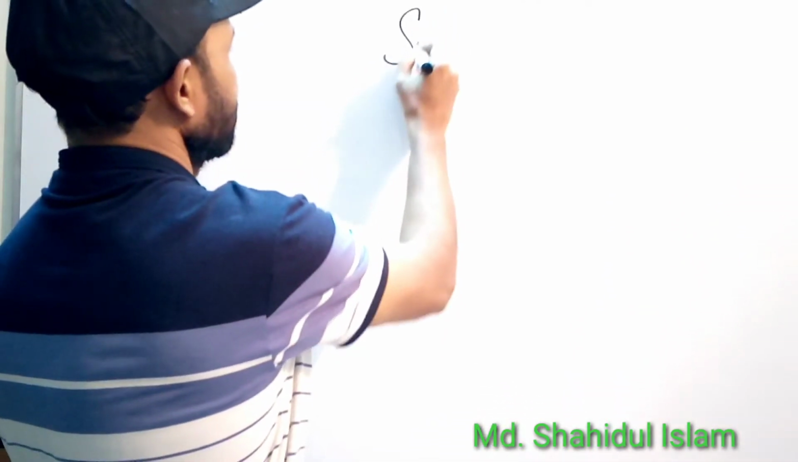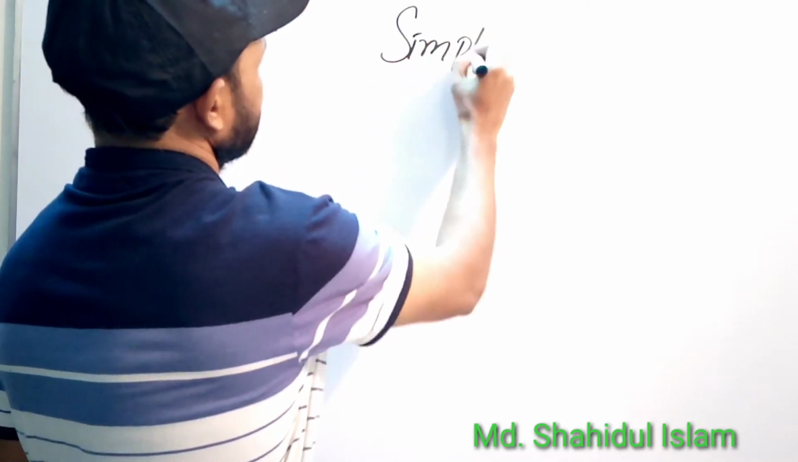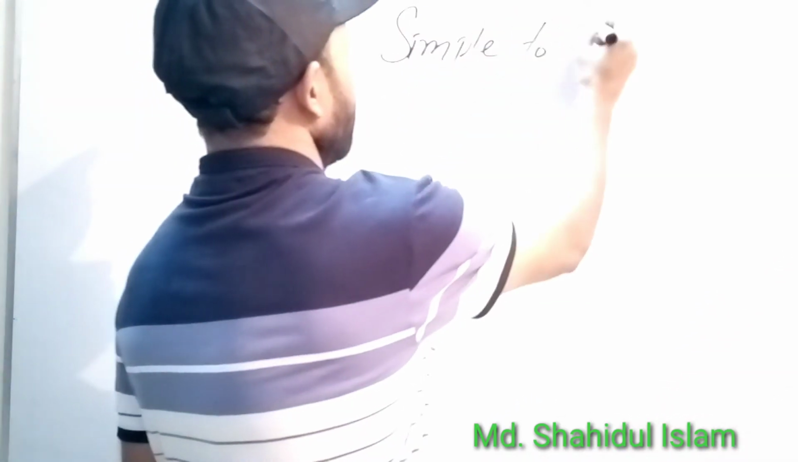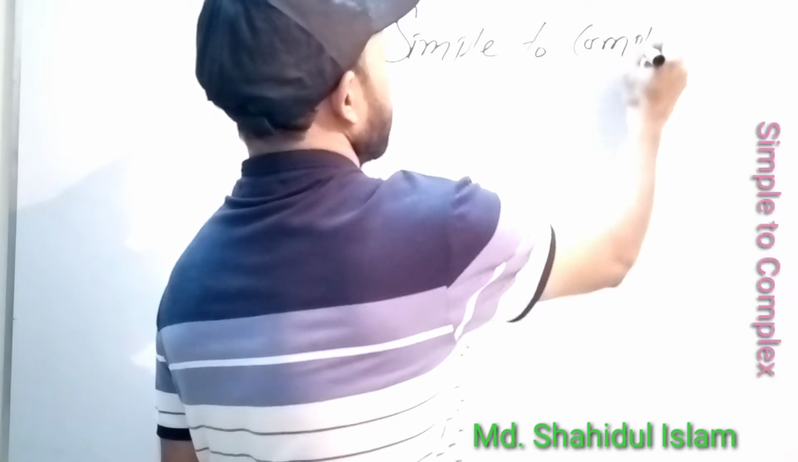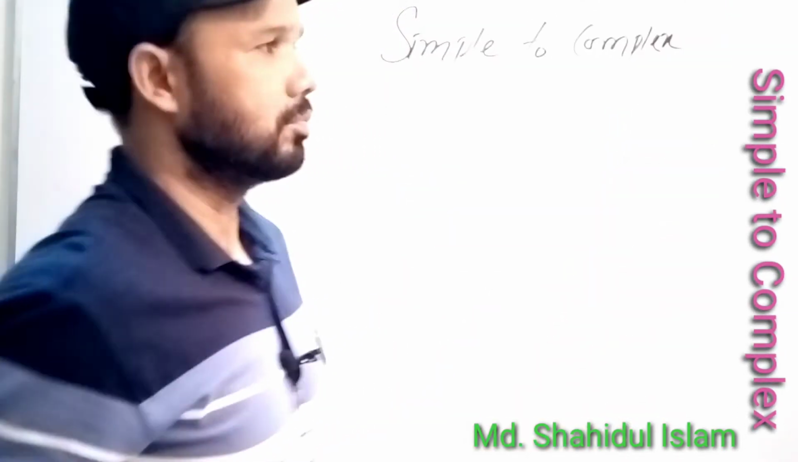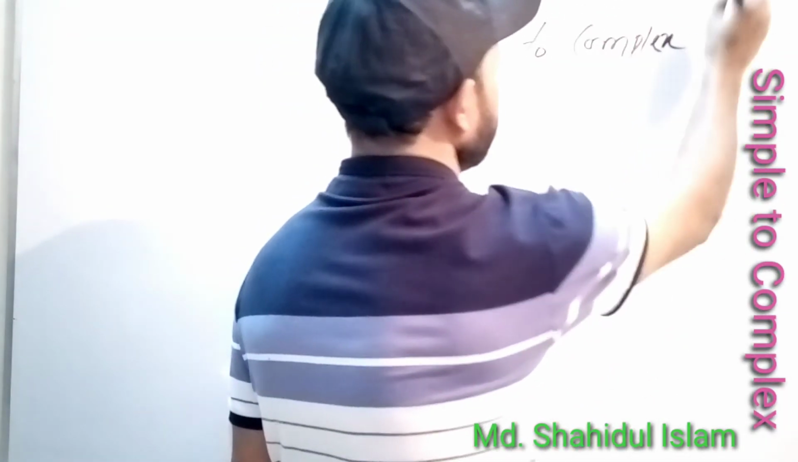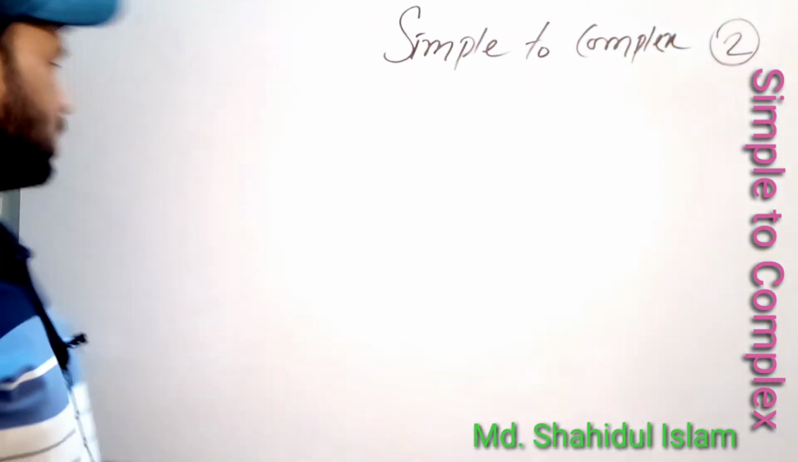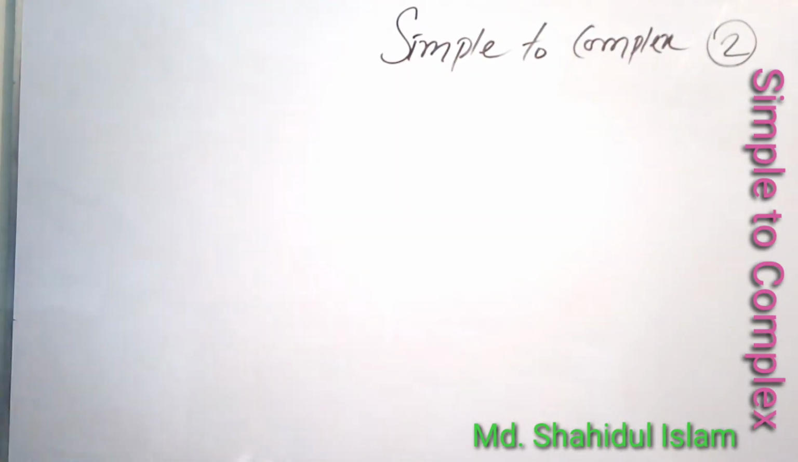Now I am going to talk about some rules or methods or systems that can help you to make simple sentence into complex sentence. That means simple to complex. Simple to complex. This is part 2. Now look at the example.